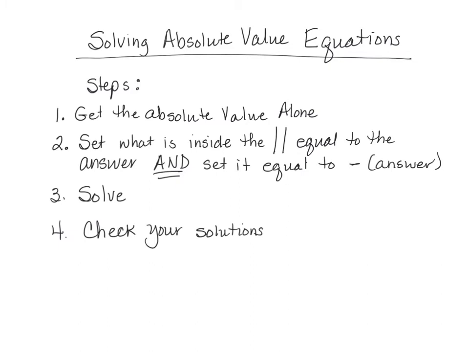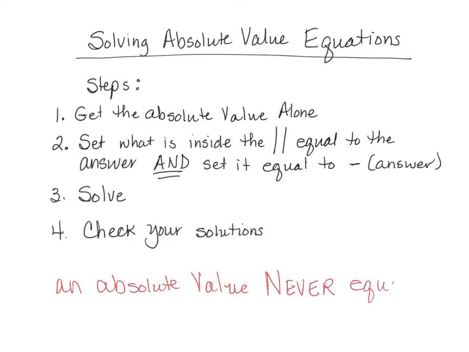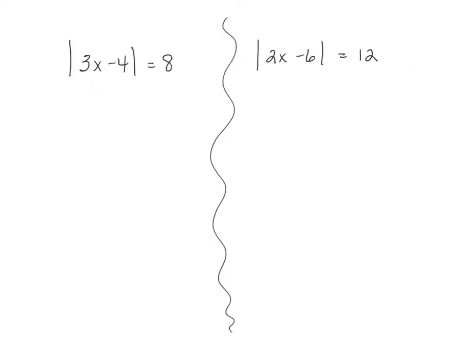One thing I do want to note is an absolute value never equals a negative. So that means once everything is said and done, you get your absolute value alone and nothing else is around it, and you're ready to get to the setup and solve part. If it equals a negative number, it does not have a solution. So let's look at a few.